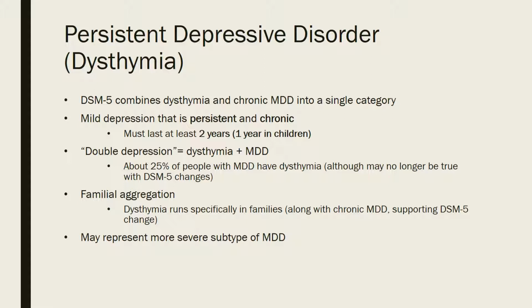Familial aggregation. So dysthymia runs specifically in families. So it's heritable, along with chronic major depressive disorder, which also supported the change in the DSM. And this may also represent a more severe subtype of major depressive disorders.